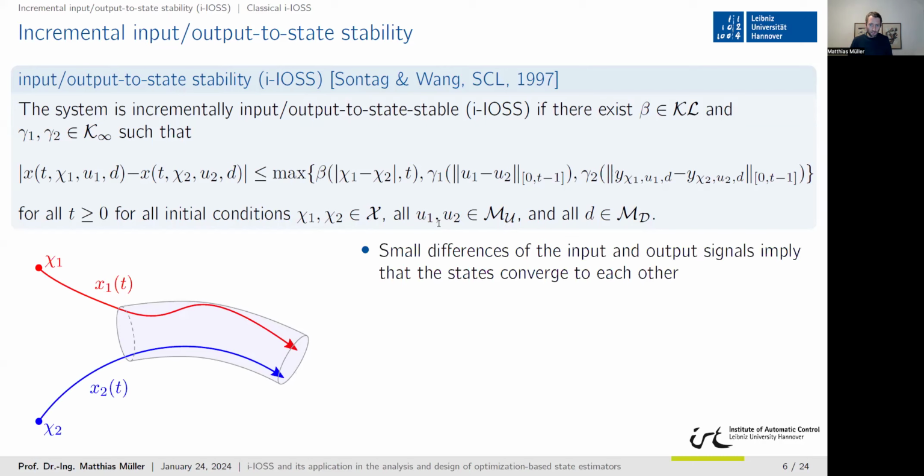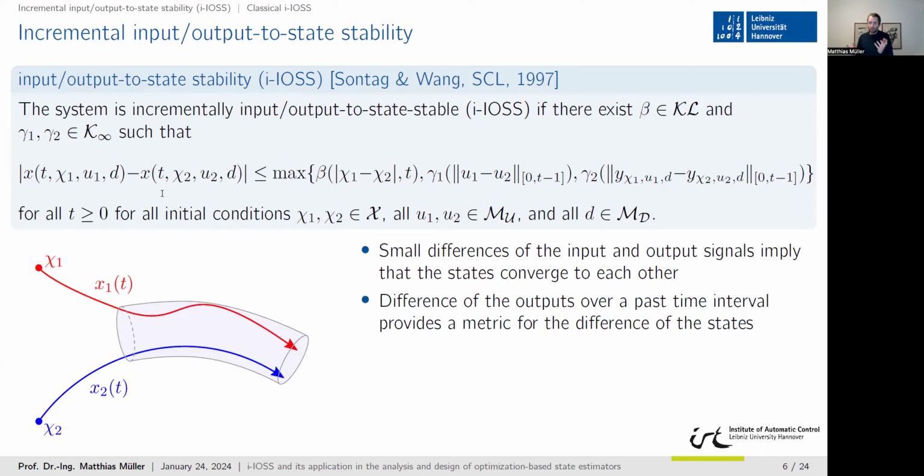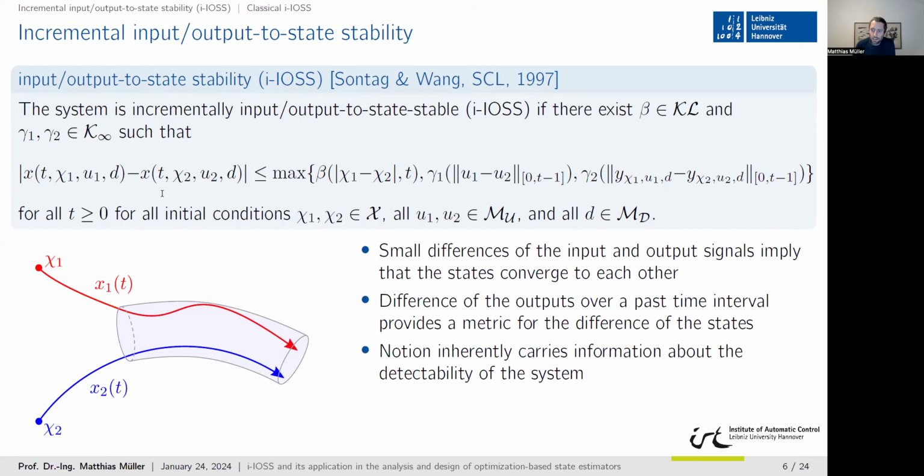Why is that the case? Well, let's first look at the case where I apply the same inputs, right? And then if the outputs are the same, this means that also the states asymptotically need to converge to each other. So that's the classical distinguishability property of observability or detectability in that case. If I apply the same inputs and the outputs are also the same, then also the states must converge to each other. So in some sense, the output difference is some type of metric for the difference of the states that I obtain asymptotically, and as such, inherently carries information about the detectability of nonlinear systems.